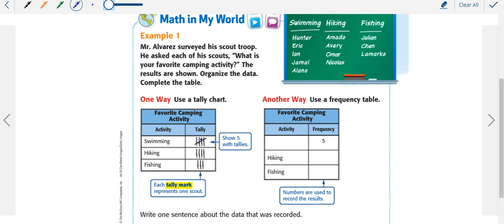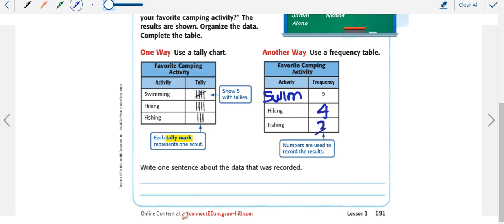And how many people said fishing? 1, 2, and 3. Now, we are going to complete the frequency table. Frequency table is also known as a tally chart. Now, what was the activity that had 5 votes? Swimming. So you need to write swimming here, okay? Now, how many people said hiking? 4. And how many people said fishing? We write 3, okay? Now, next page.